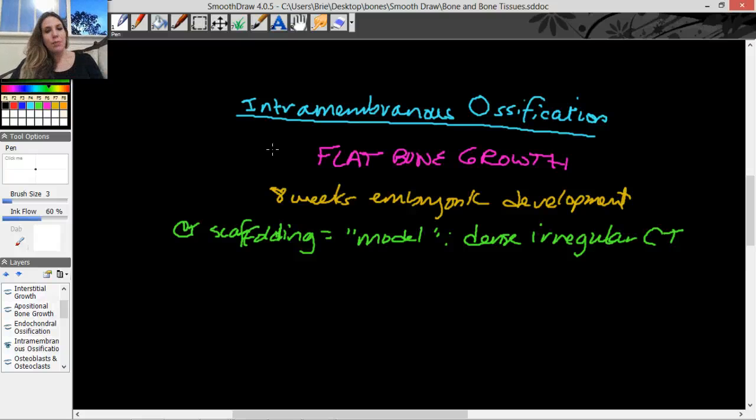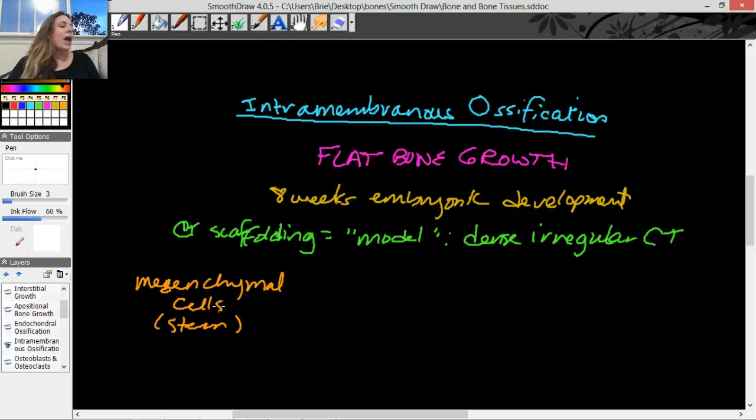So just like with any bone, we're going to need some stem cells here. And you guys remember that the stem cells for the creation of bone are called mesenchymal cells. So these are your stem cells. They're undifferentiated. They haven't become what kind of cells they're going to become yet. And if the right conditions are there and we need to form bone, these guys are going to start replicating and differentiating. And eventually they're going to become osteoblasts. And again, this is at about 8 weeks of embryonic development.